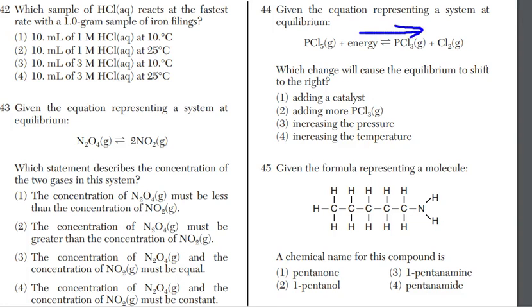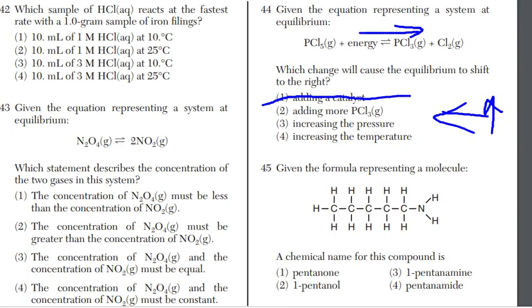Well, in choice 1, that's not going to work. Adding a catalyst speeds up the rate of the forward and the reverse. If we add more PCl3 in number 2, whatever side you're adding to, which in this case would be the right side, it would shift to the left. That's not going to be it.